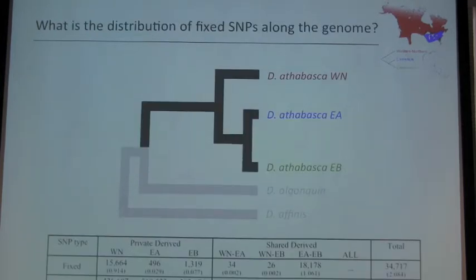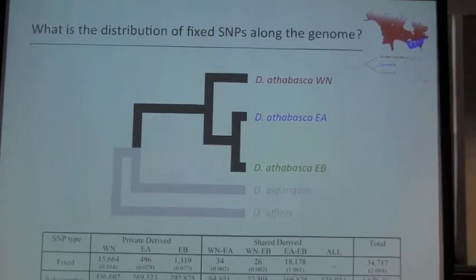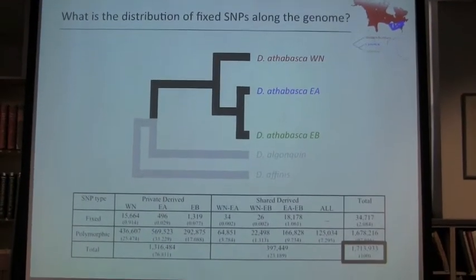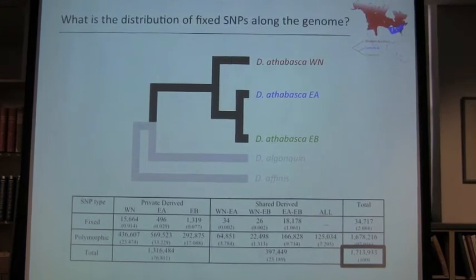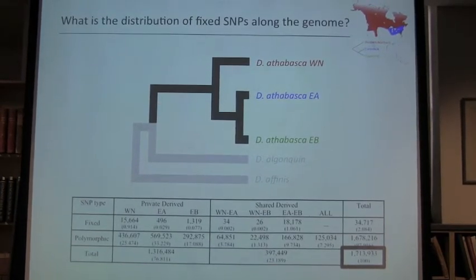I should also say that in order to characterize SNPs into ancestral versus derived, we had to have outgroup information. So we also sequenced the sister species, Drosophila algonquin, and then we got the finished genome from a collie. And so with that, we were able to find 1.7 million SNPs that are variable within Athabasca that also have polarization information, or ancestral trait information.